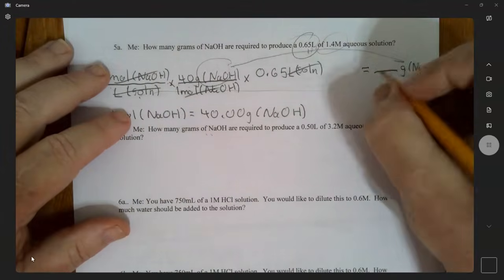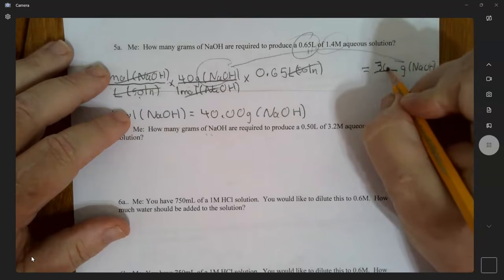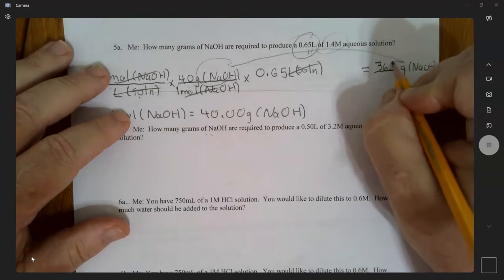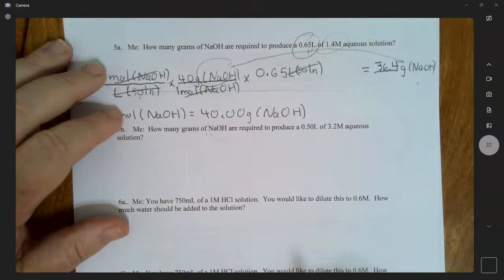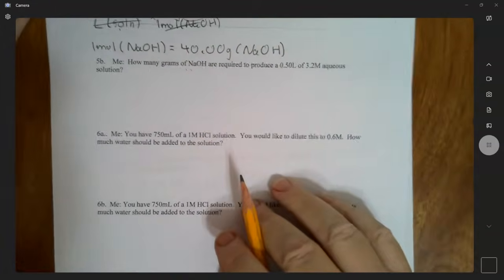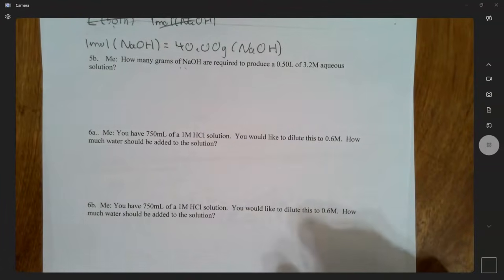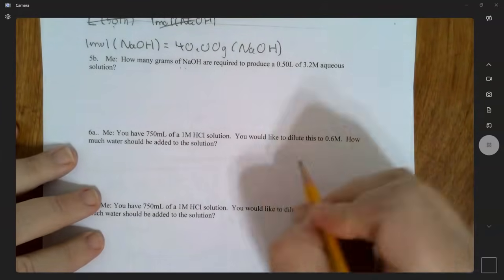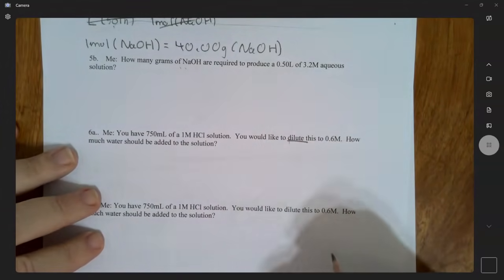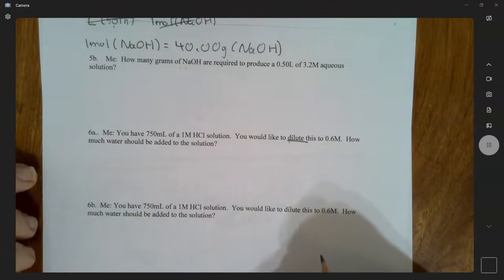Okay, and we come up with 36.4 grams of NaOH is what we need to go and get out of the store cabinet to go ahead and make this solution. All right, last problem, we go down to 6a, and it is you have 750 milliliters of 1 molar HCl solution. You would like to dilute, there's that word right there, you would like to dilute this to 0.6 molar. How much water should be added to the solution?